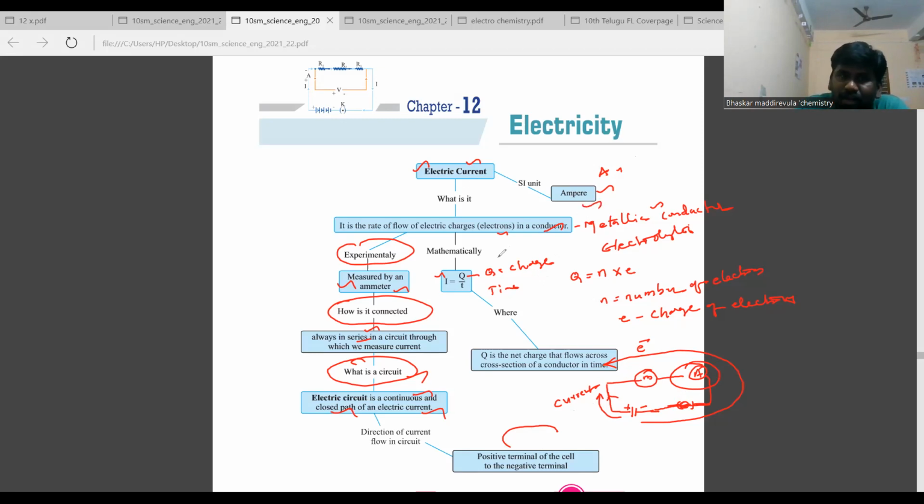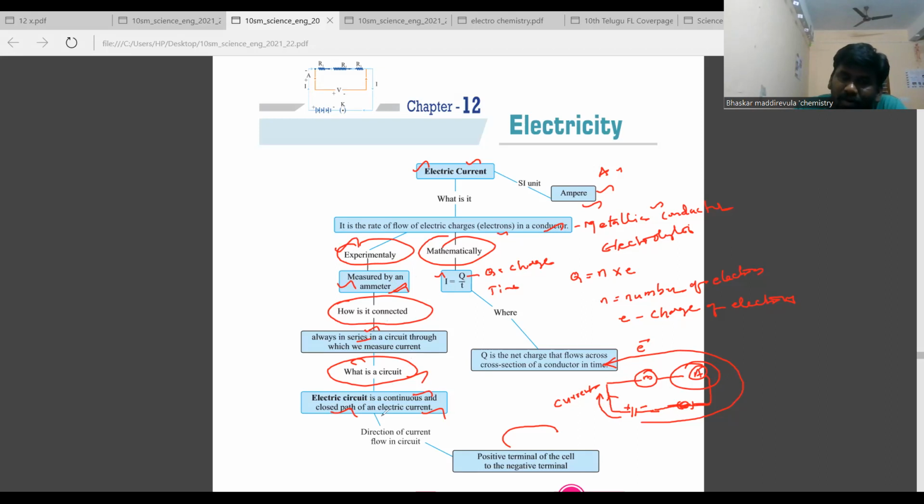So the unit of electric current, and we can find electric current mathematically by the formula I equal to Q by T. By using this small formula, we are able to find it. And definitely we can find it by the use of an ammeter. This ammeter we always need to connect in series to the circuit.